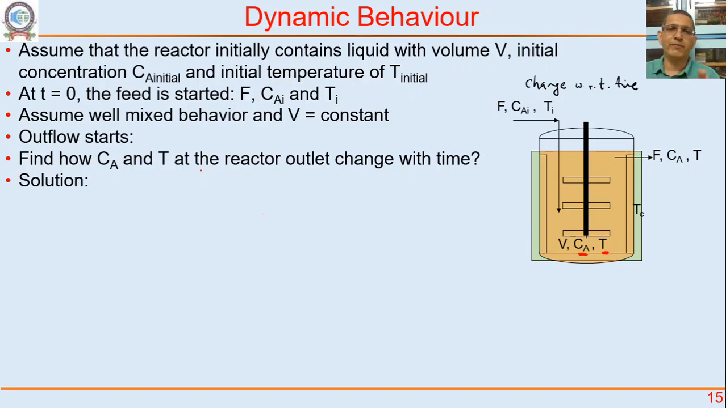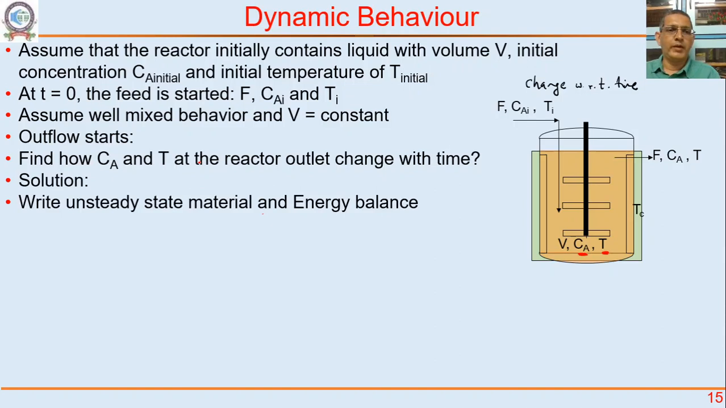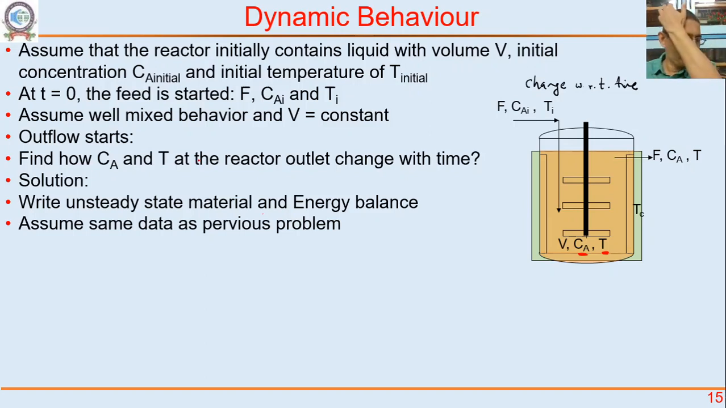Do this for yourself. Pause the video, derive these equations. Only when you have derived, then go forward. It's okay even if you get a wrong answer, or even if your derivation is a little bit wrong. So the solution is to write unsteady state material and energy balance. We can take the same data as the previous problem. The values of energy of activation, delta H, inlet concentration, inlet temperature, all those flow rates, you can take the same as the previous problem.